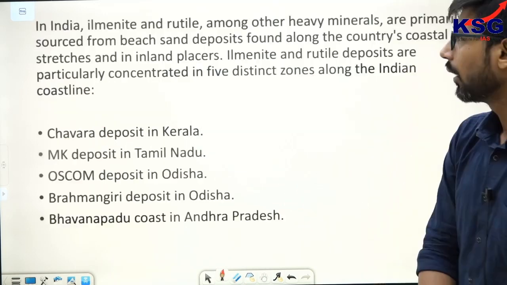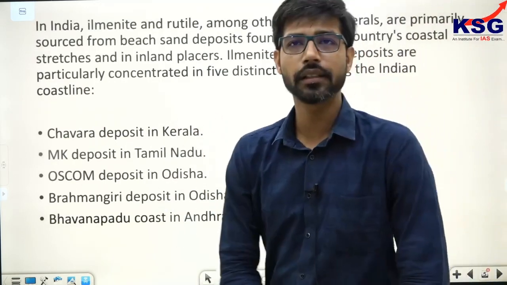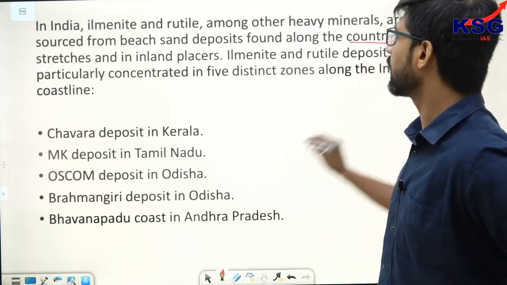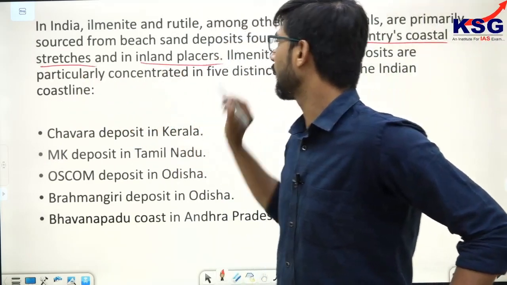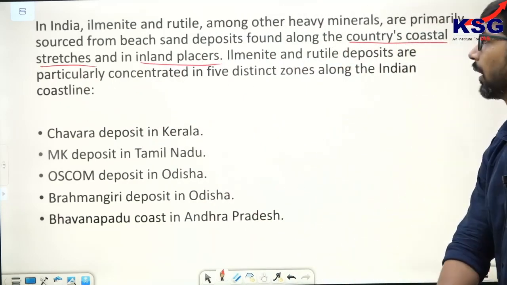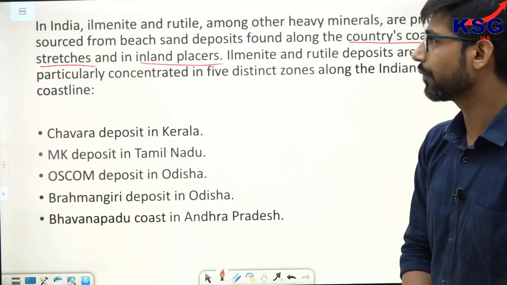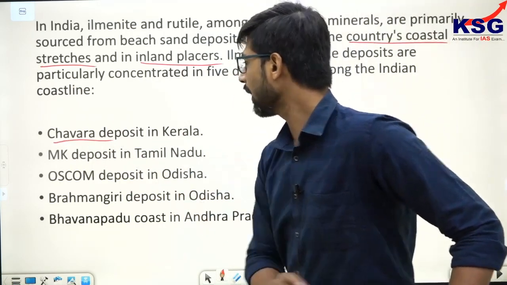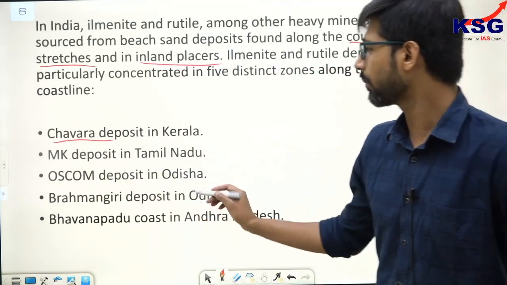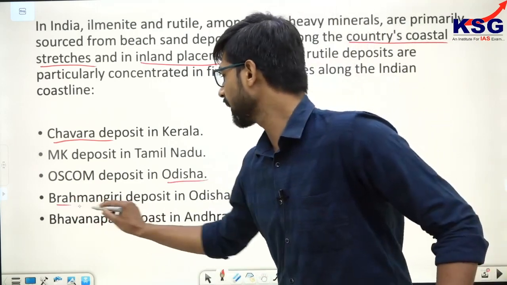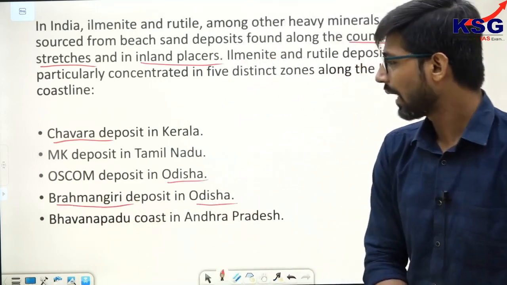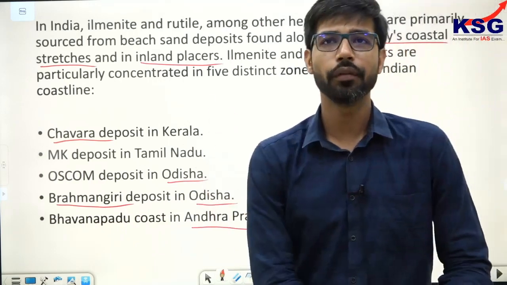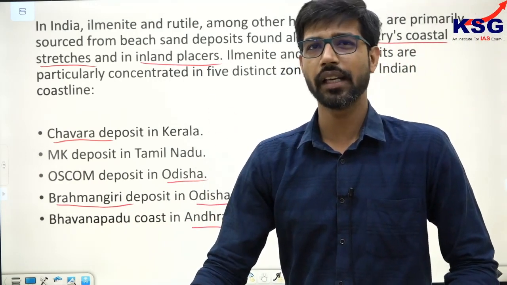Please remember this. In India, where are these deposits primarily located? You can understand that they are located along the country's coastal stretches as well as in inland places. Also, there are 5 distinct coastline zones wherein ilmenite and rutile deposits are found. What are these? Chavara deposits in Kerala, MK deposits in Tamil Nadu, Oscom deposit in Odisha, then there is Brahmangiri deposit in Odisha once again, and Bhavanapadu coast in Andhra Pradesh. So these are the prominent areas wherein you will find ilmenite and rutile deposits which are associated with titanium.